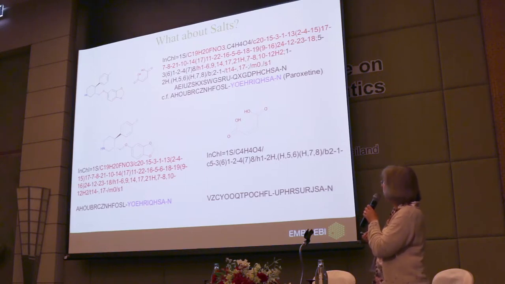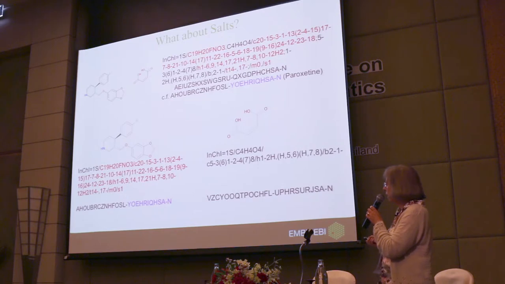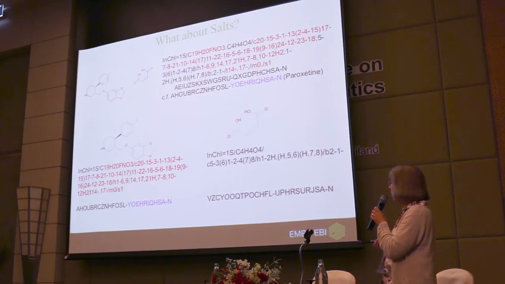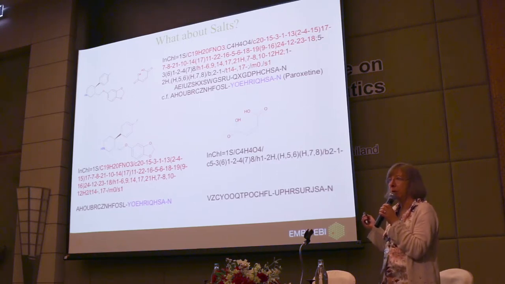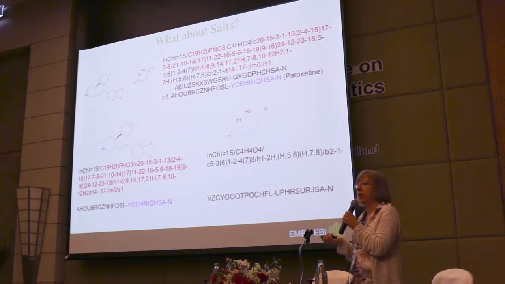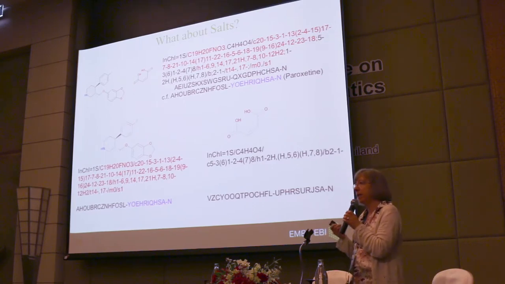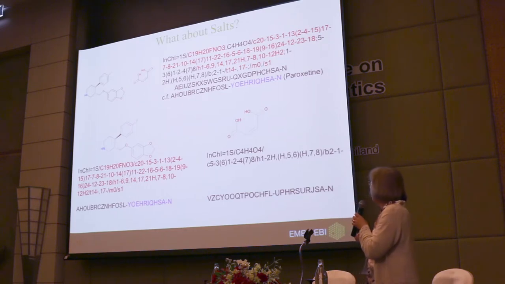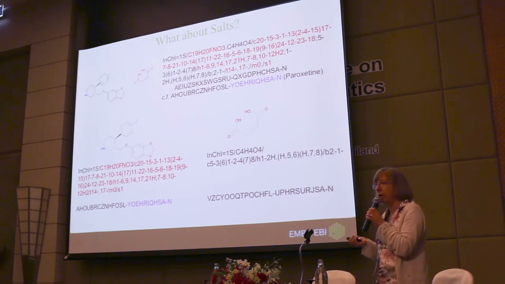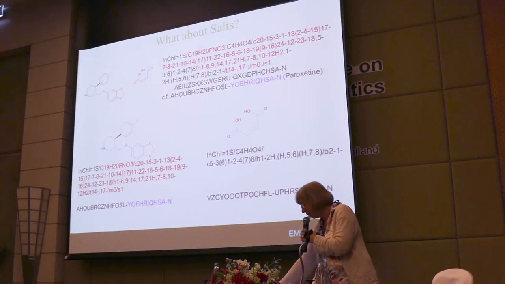If you do this, the red parts here are effectively the InChI for paroxetine, and this is for the salt. Then if you work out the InChI key for that, you're back to matching the InChI key for paroxetine. So this enables us to not only link compounds that have the same stereochemistry, isotopes, and charges, but also to link together compounds that are effectively salts. And this is done fairly simply, just programmatically.